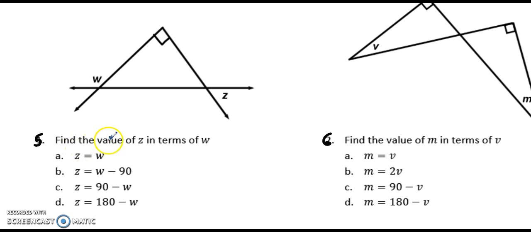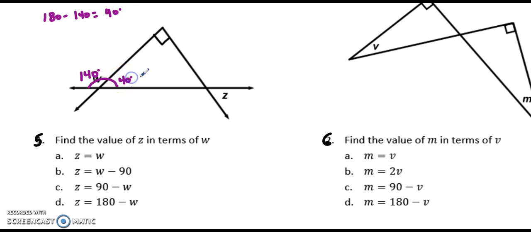5 asks us to find the value of z in terms of w. Just like before, we'll start by putting in a value for w. Let's say for now that w is 140 degrees. How would I find what z is? Well, I'd probably start off by saying that this angle here is a linear pair, it's supplementary, or in other words, 140 and this angle will sum to 180 degrees. So I would take 180 degrees and subtract 140 to find that this angle is 40 degrees.